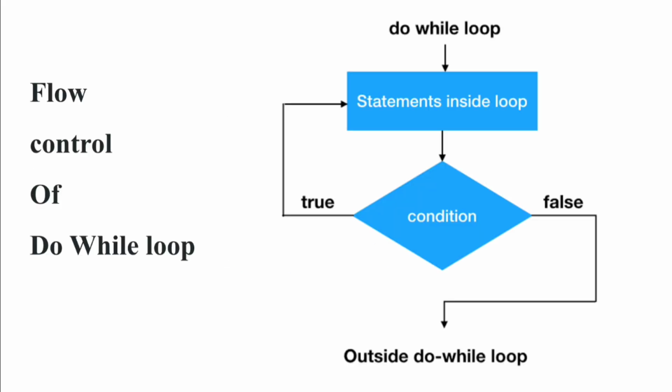This is the flow control of the do while loop. You can see the arrow mark to the statement inside the loop, meaning whatever statement is inside the loop, it will print, display or execute. After that, the arrow marks go to the condition, meaning it will check the condition. If the condition is true, it will come to the statement again and display it, and again come to the statement. But if the condition is false, it will come outside the loop.